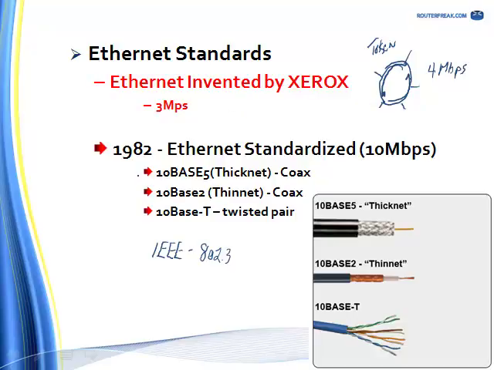There were also a lot of different types of cable that started to come out that Ethernet was able to use. In 1982, when Ethernet was standardized, we had three main types of physical cable in use. We had 10Base5, called thicknet, which was a coax cable. We had 10Base2, also known as thinnet, another type of coax, a smaller coax. And then we had 10BaseT, which is a twisted pair, very similar to what we have today with our Cat5 and Cat6 cables.